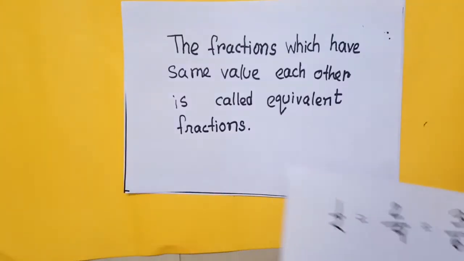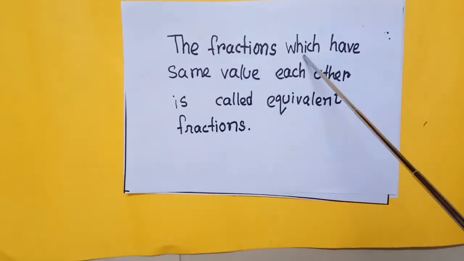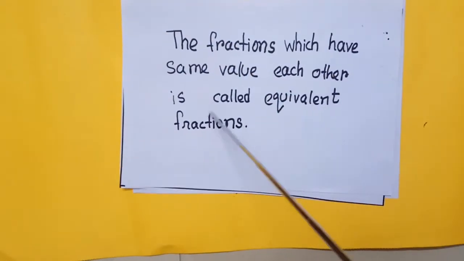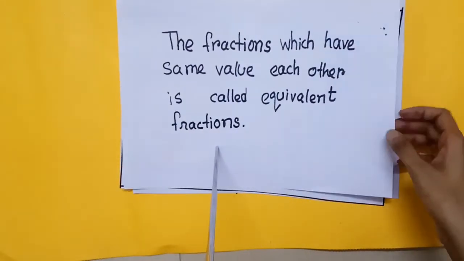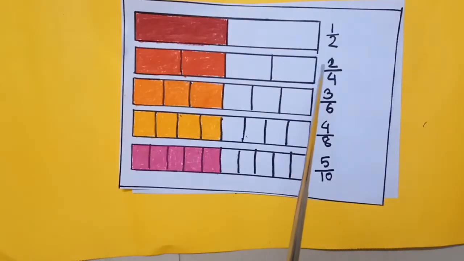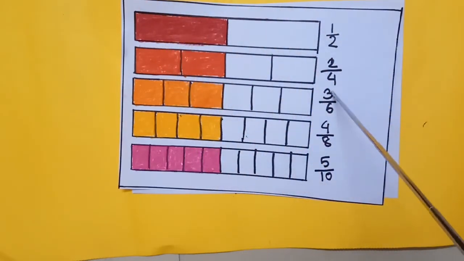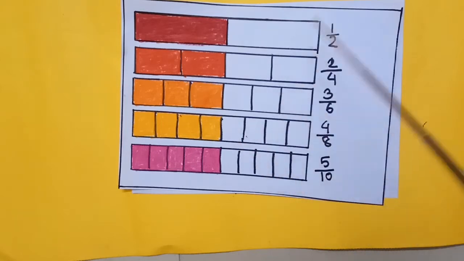Then what are equivalent fractions? Fractions which have the same value as each other are called equivalent fractions. If we observe this picture, we are seeing half, 2 by 4, 3 by 6, 4 by 8, 5 by 10. All the fractions have the same value. So these fractions are equivalent to each other.